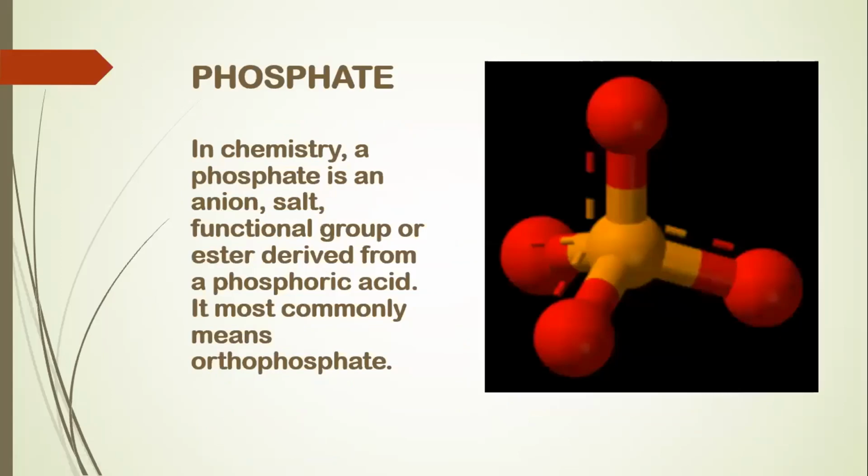Phosphate, in chemistry, a phosphate is an anion. This is a negatively charged ion. It's a salt, a mineral salt. It is a functional group or an ester derived from a phosphoric acid. It most commonly means orthophosphate, and it is orthophosphate that plants absorb. Next slide.